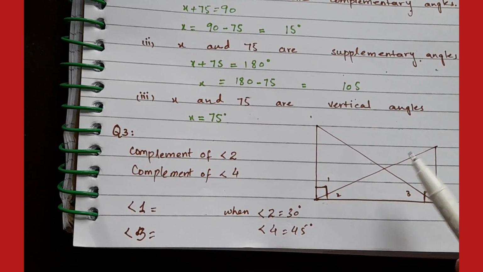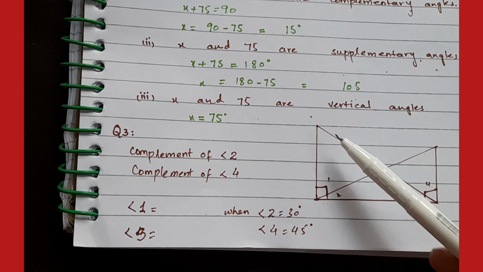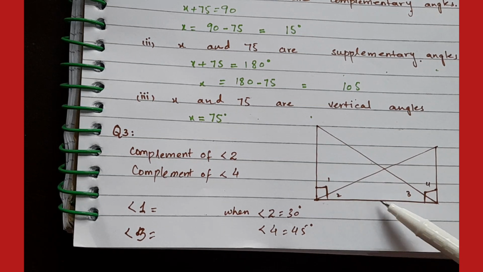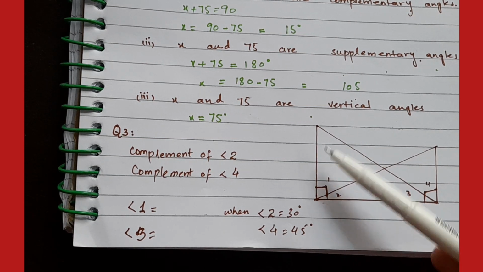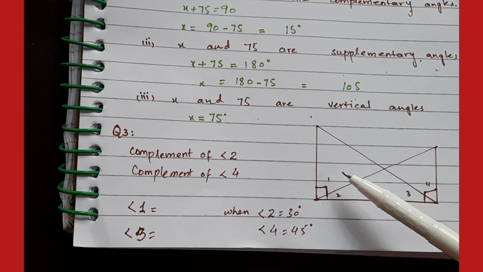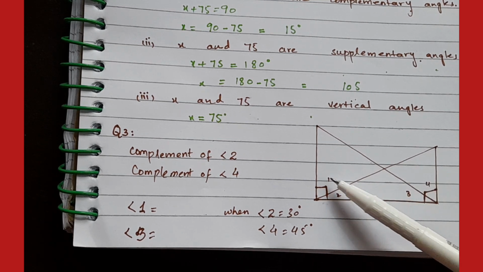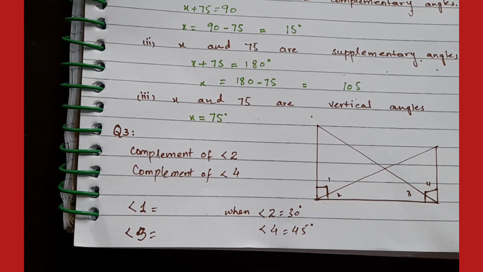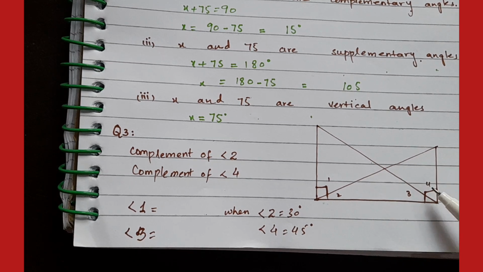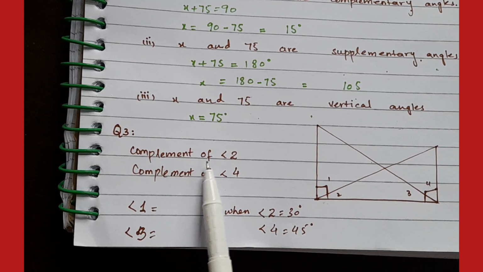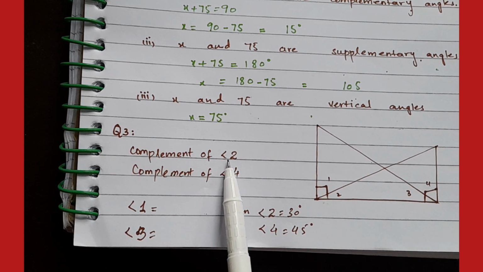We have a figure here in which we see that on this arm there is a box. That means this total angle is 90 degrees and it is split into two parts, angle 1 and angle 2. Similarly, on this arm also we have a box. That means the total angle is 90 degrees and it is split into two parts, angle 3 and angle 4. So if we want to find the complement of angle 2, that means the other angle that when summed with it gives 90.